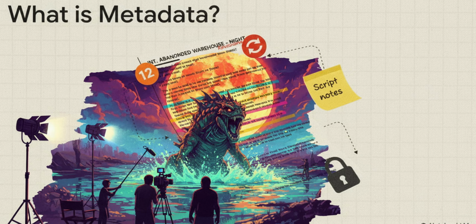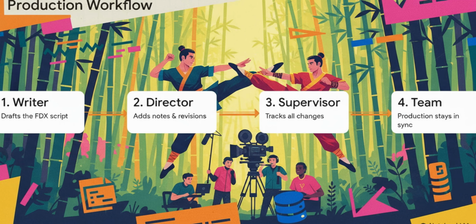So what kind of data are we talking about? Well, things like locked scene numbers, revision tracking with different colors for different drafts, script notes meant for the director, and even indicators for locked pages. This isn't just text anymore. It's a full-on blueprint for production.